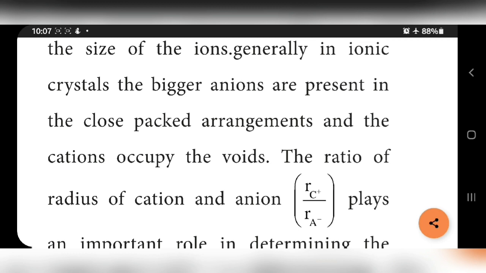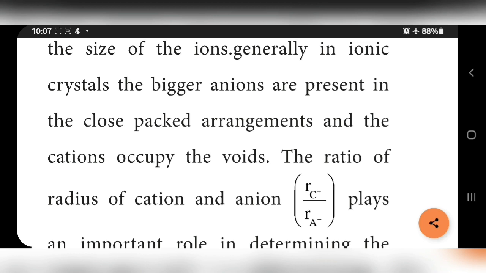Already I explained what a close packed arrangement is. In fruit stalls, fruits are arranged in a certain manner, closely packed. Like that, anions are also arranged in a close packed arrangement and cations occupy the voids. Voids means empty space. So between the anions some empty spaces are there, and in that empty space the cations are occupying.